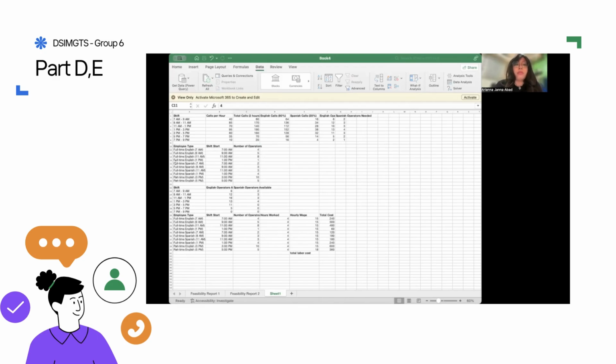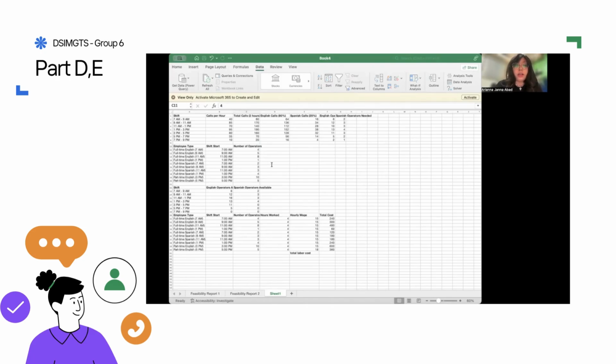So the main problem is staffing the call center efficiently to handle call volumes while minimizing labor costs. The hospital must ensure enough operators are available for both English and Spanish calls during each shift. Additionally, the constraint of only one English-speaking full-time operator starting at 1 p.m. adds complexity to the staffing plan.